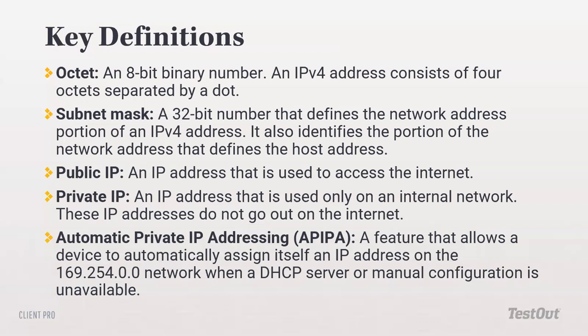All right, let's take some of these terms. First, what's an octet? Well, an octet is an 8-bit binary number. And when you take a look at an IP address such as 192.168.1.1, there are 4 octets separated by the 3 dots. Each octet is a number from 0 to 255, which is 256 total possibilities, right? We start counting with 0 and we go to 255.